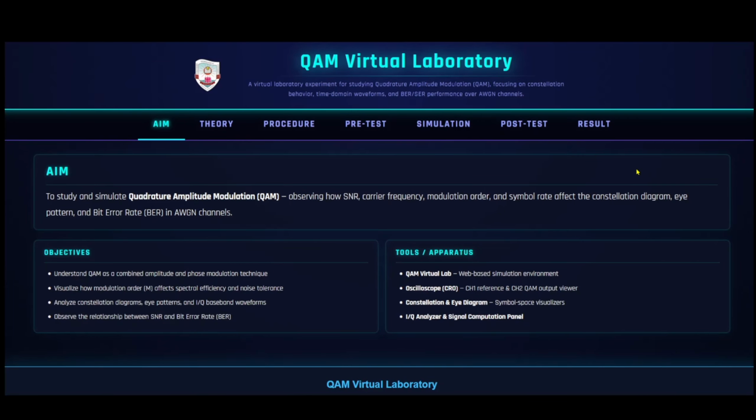Hello everyone. Today I'm going to demonstrate the QAM Virtual Laboratory. Before explaining the interface, let me briefly explain what QAM is. QAM stands for Quadrature Amplitude Modulation.